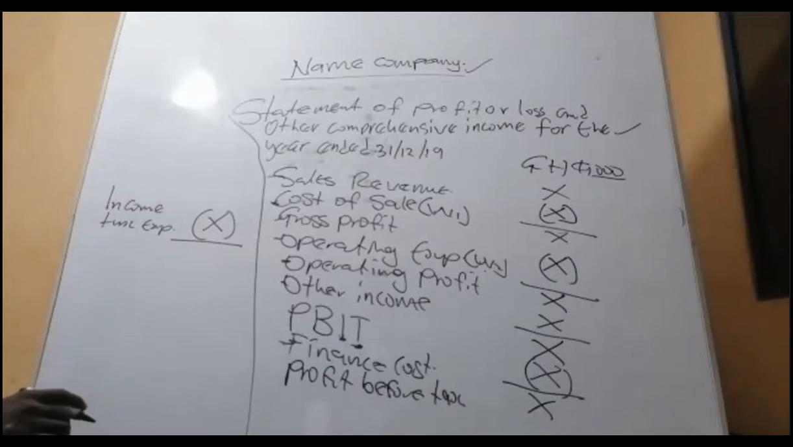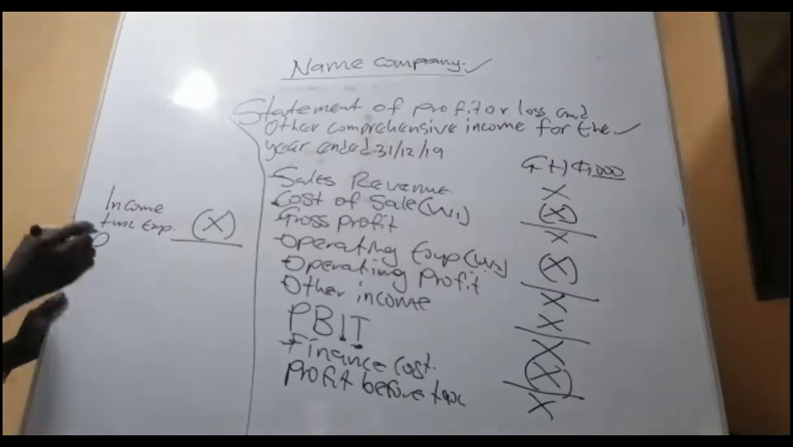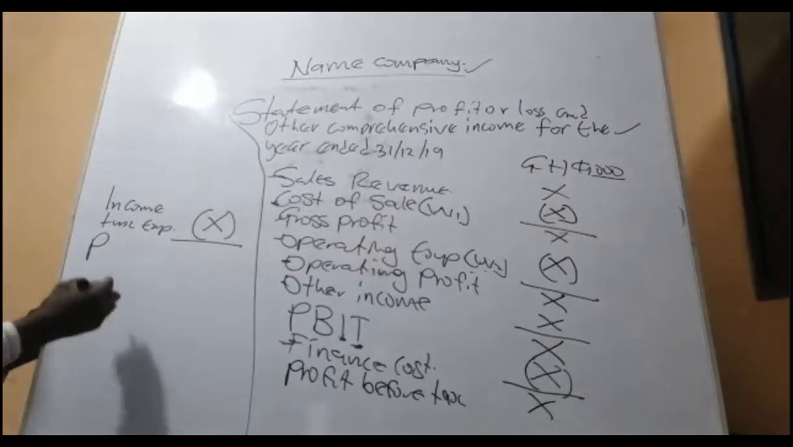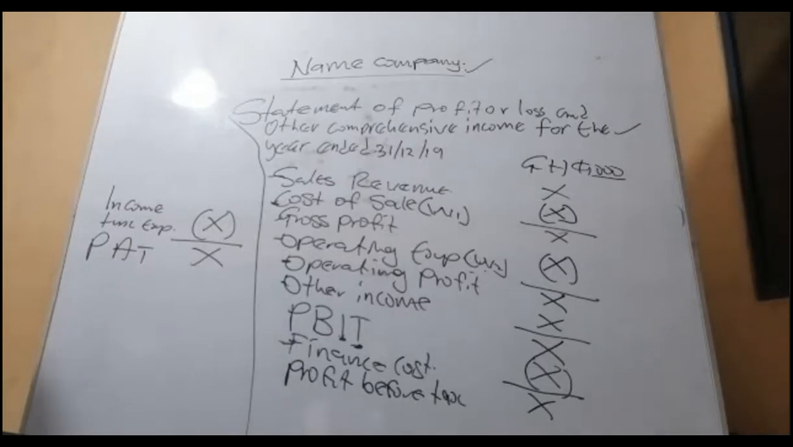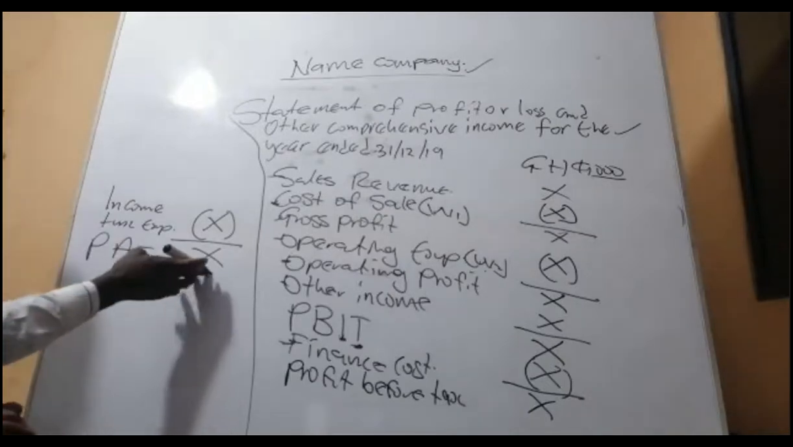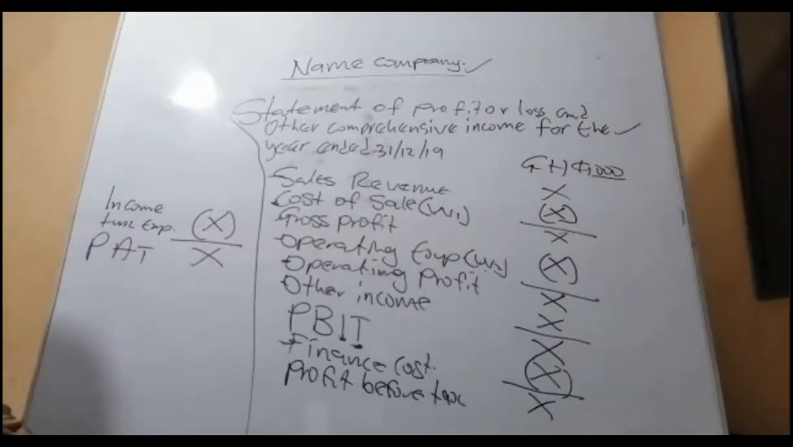So now we are after what? Are we after tax or before tax? After tax. Thank you. So that profit is profit after tax. We also call it profit for the year. That's another name for it. Profit for the year.